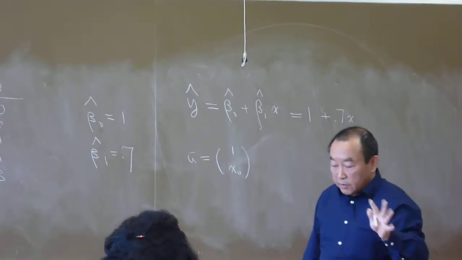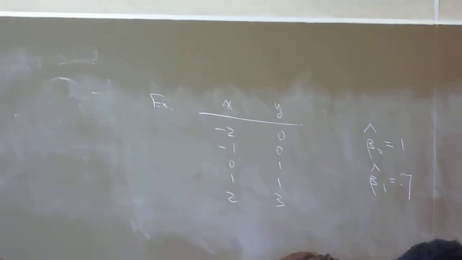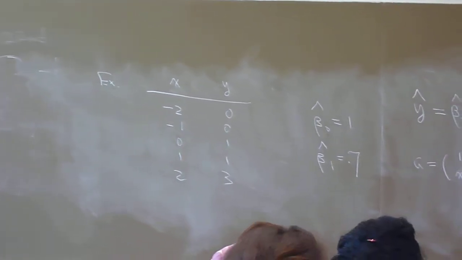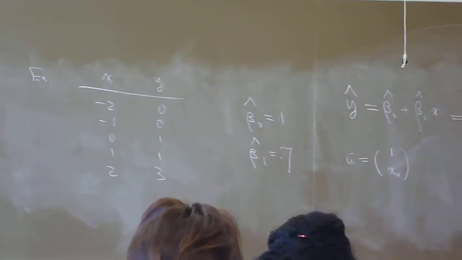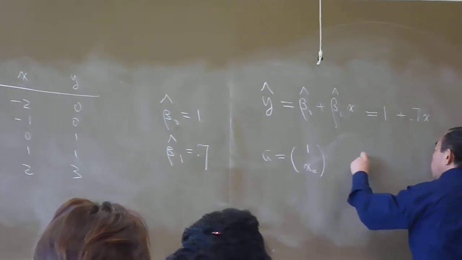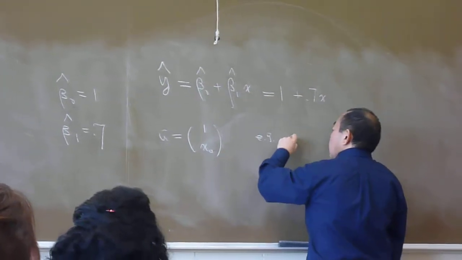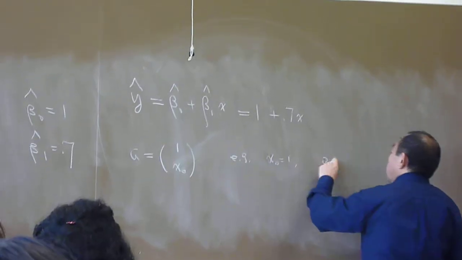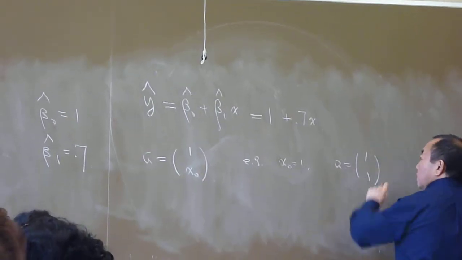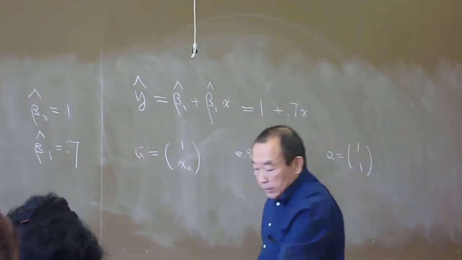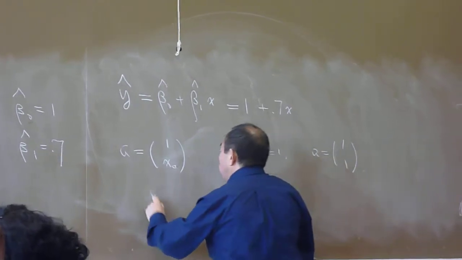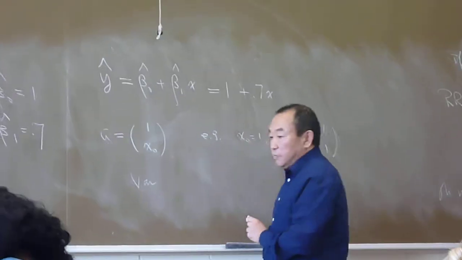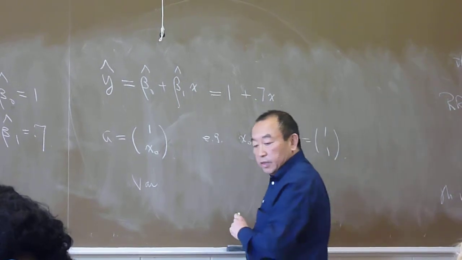Constant vector, x0 just some constant value. For example, one case might be x0 equal to 1, but you have many other cases. So if x is equal to 0, for example, x0 equal to 1, then you have the vector 1, 1. So now I'm trying to compute the variance of this vector.